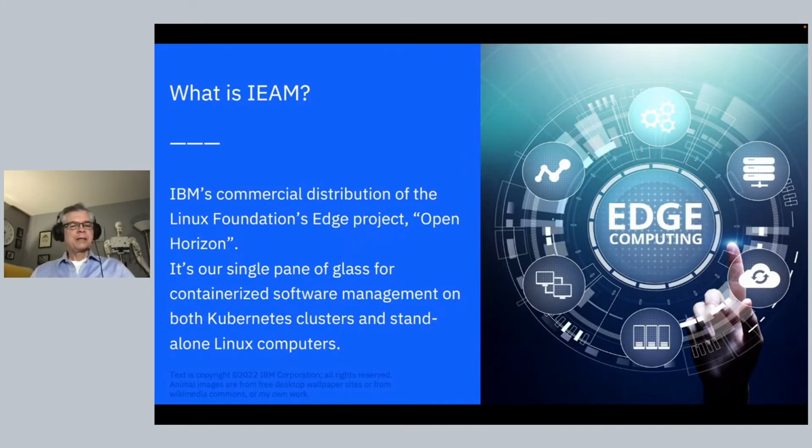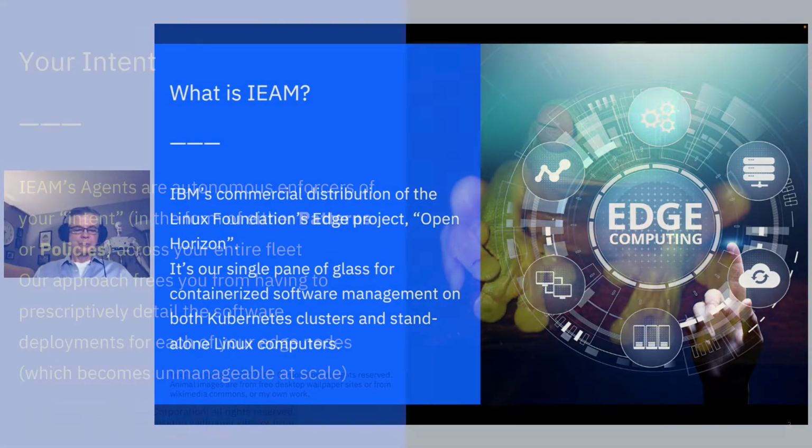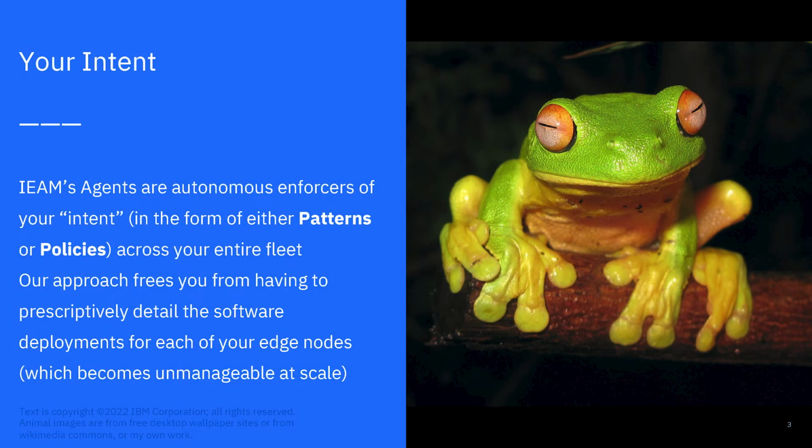First of all, what is IEAM? It's IBM's commercial distribution of the Linux Foundation's Edge project called Open Horizon. It's our single pane of glass for containerized software management on both Kubernetes clusters and standalone Linux computers. Your intent. IBM's IEAM agents are autonomous enforcers of your intent in the form of either software deployment patterns or software deployment policies across your entire fleet. Our approach frees you from having to prescriptively detail the software deployments for each of your edge nodes, which becomes very unmanageable at scale.